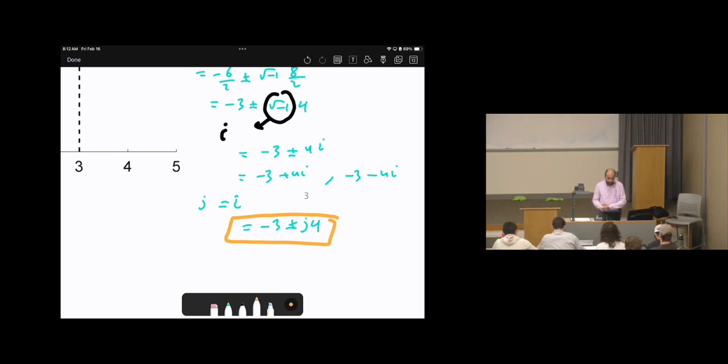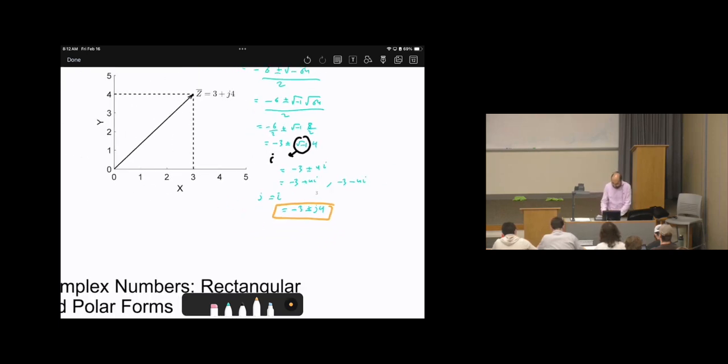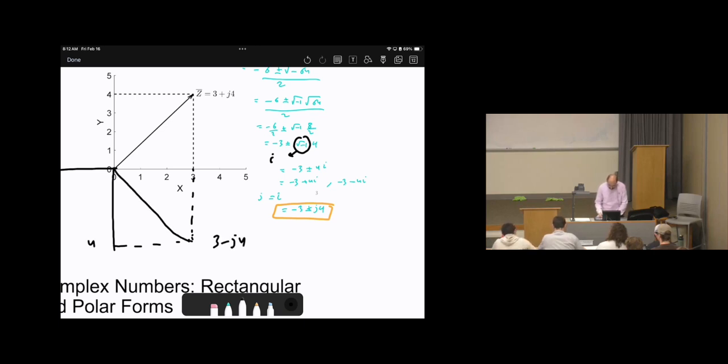So if we need to represent this in the XY plot, here is negative 3 plus J4. And if we need to expand it to find the other root, which is negative 3 minus J4, it will be located here. Okay? So these are the locations of the two roots of this quadratic equation.